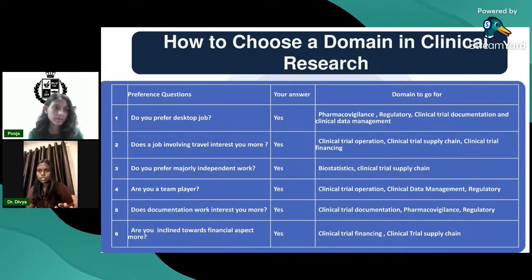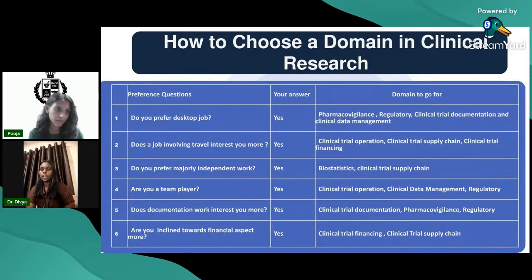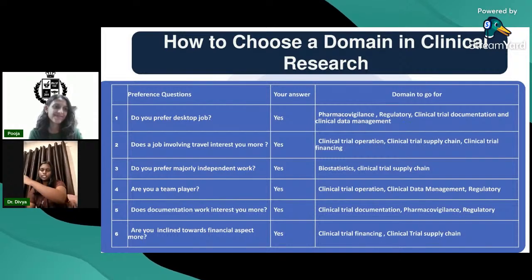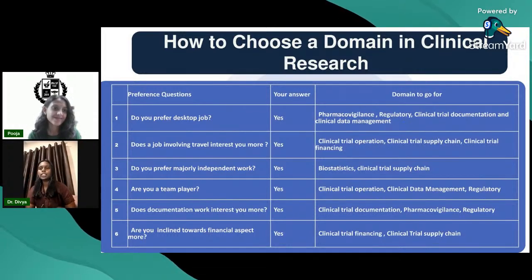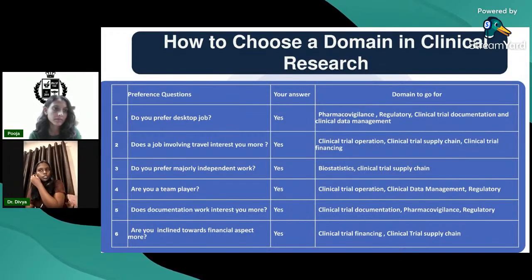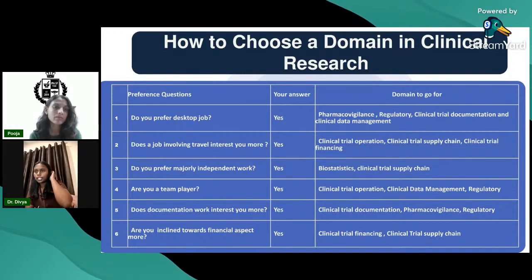The next question is, do you prefer majorly independent work? I know there is no work in this world you can do independently. Obviously, you need someone to help and to coordinate. But if you are someone who doesn't like to rely on anyone else, you like to do your work and finish it on time, you can choose careers like biostatistics and clinical research, clinical trial supply chain.